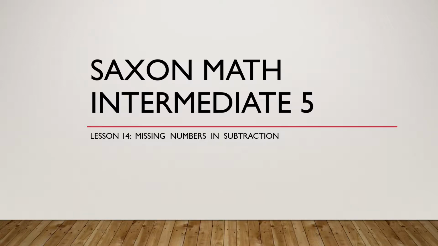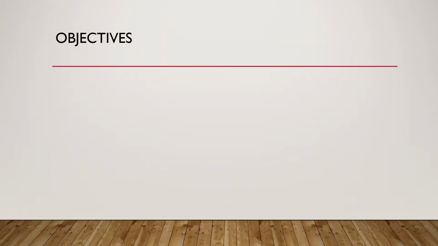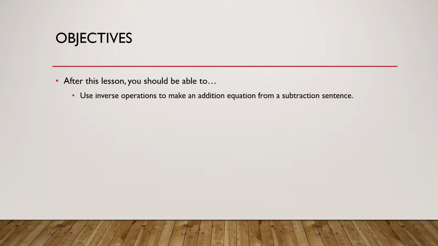Welcome to Saxon Math Intermediate 5, Lesson 14, Missing Numbers and Subtraction. Our objectives for today: after this lesson you should be able to use inverse operations to make an addition equation form a subtraction sentence, and find a missing number in a subtraction problem.